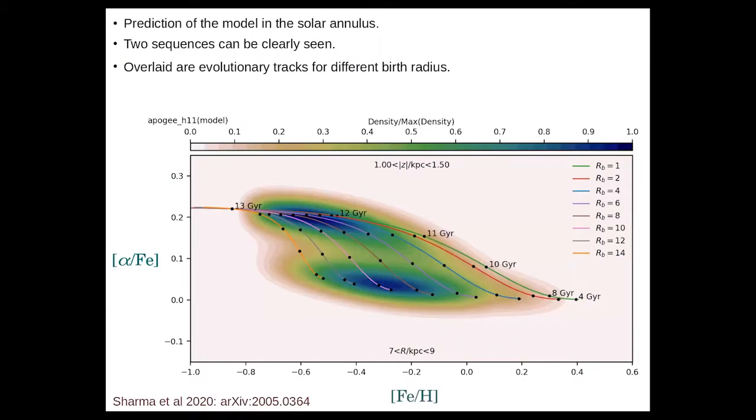Now coming to the predictions of the model. This is the prediction of the model in the solar annulus. And you can clearly see there are two sequences over here, the high alpha sequence and the low alpha sequence with a valley in between. Now, in order to understand this plot, I think it's best to overlay some evolutionary tracks for different birth radius. So that's basically saying at a given birth radius, each line represents a particular birth radius, how alpha changes with FEH. And it's shown here. This is the inner galaxy with a birth radius of 1, slowly moving outwards, and this is 14 kpc over here.